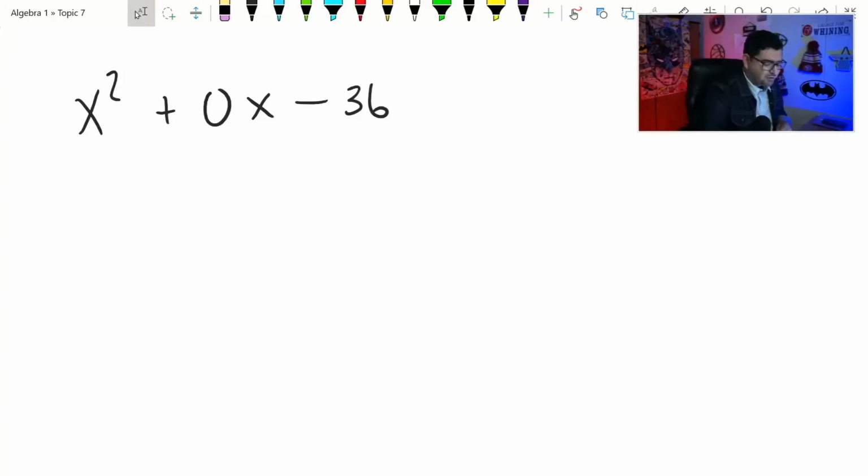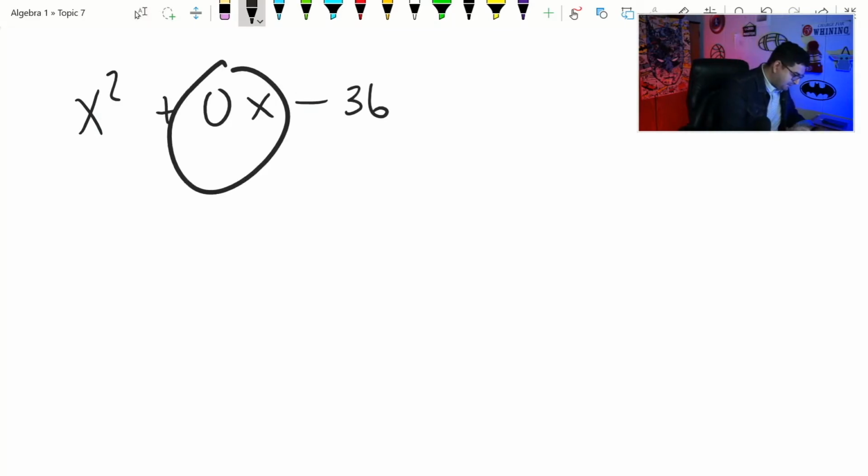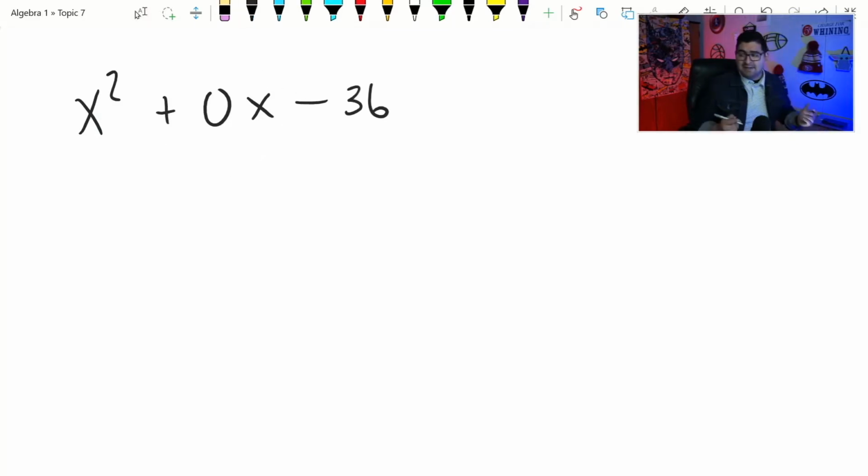So say I have this trinomial here, and let's say I'm trying to factor it. It might look a little bit different because we have this 0x in the middle. Some of you might be wondering, well, why is that there? But let's just leave it as it is and see what happens.